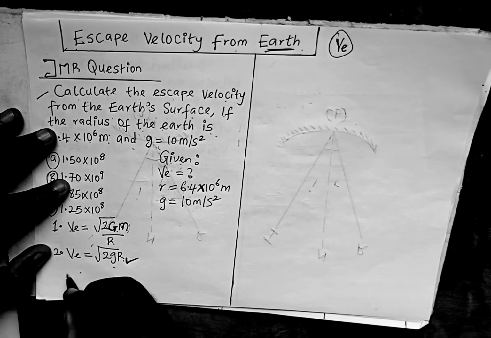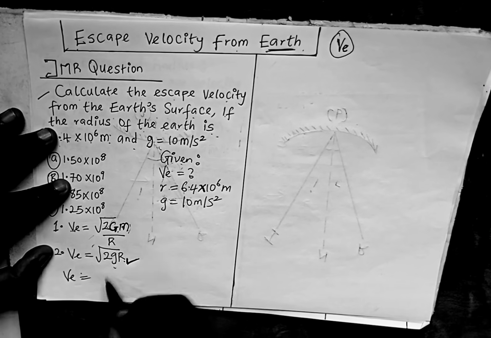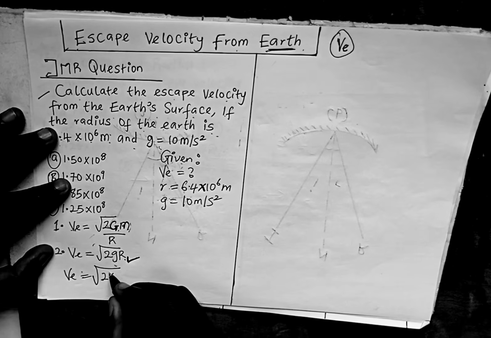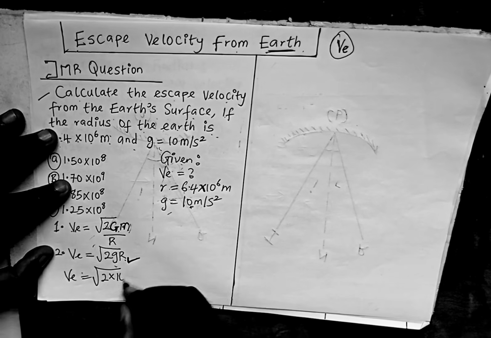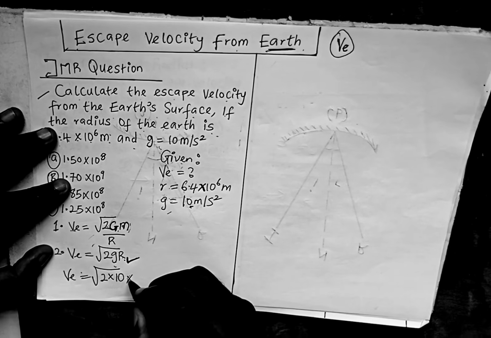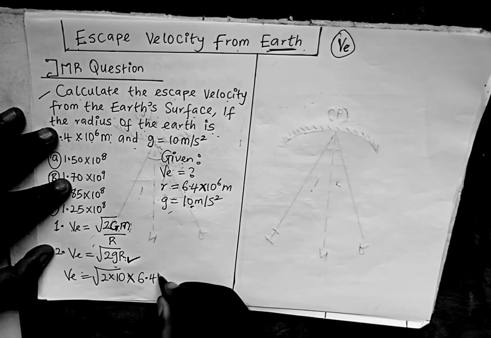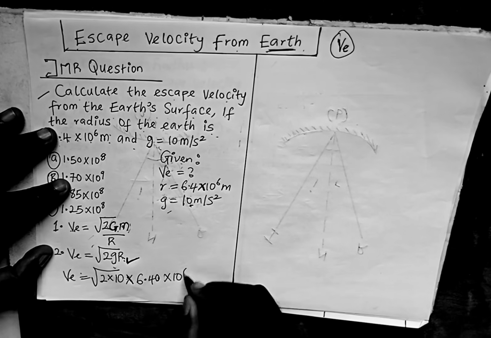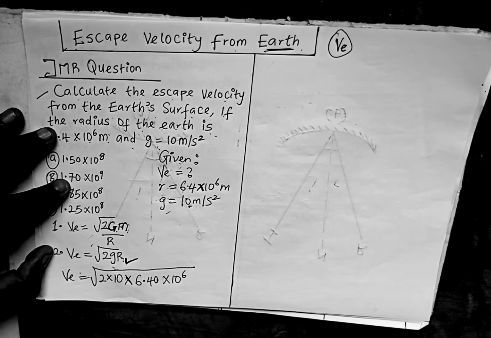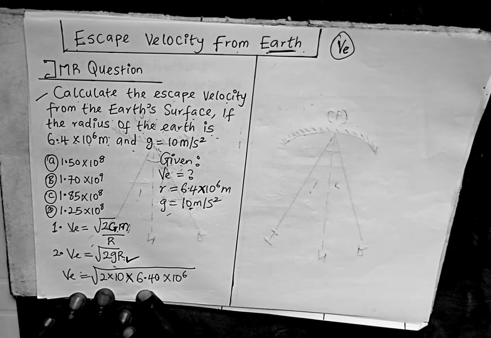So let's substitute. VE is equal to root 2 times gravity, which is 10, times the radius, which is 6.40 times 10 raised to power 6. Put the root over everything. All right, so we are now left with this.